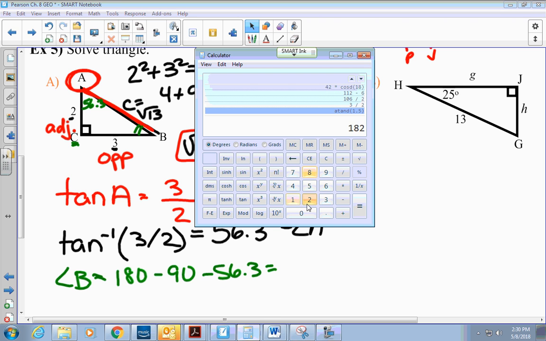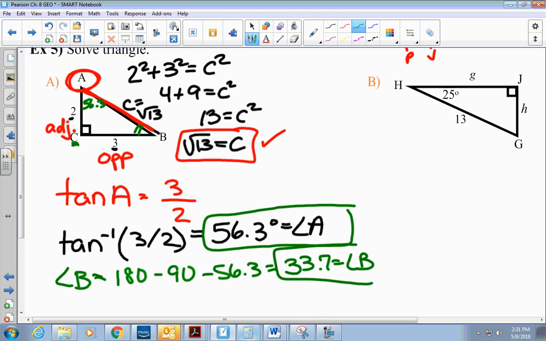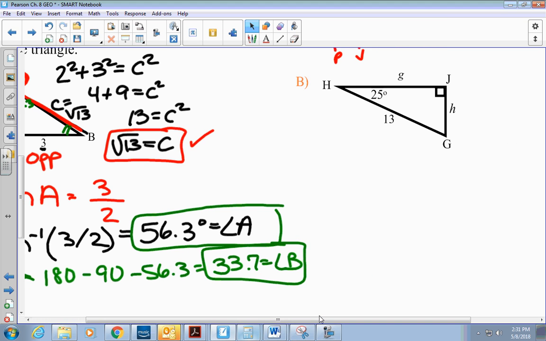So we've got 180 minus 90, which is 90, minus 56.3. 33.7. So our last angle that we're missing is 33.7. And once we have that, we have solved this triangle. Okay, we're going to do the same thing to example B. Thankfully, example B does not have a missing angle.